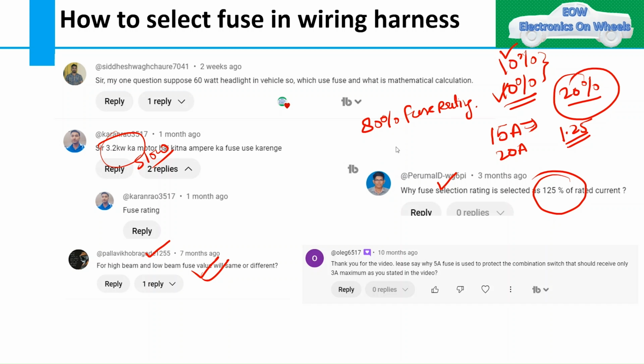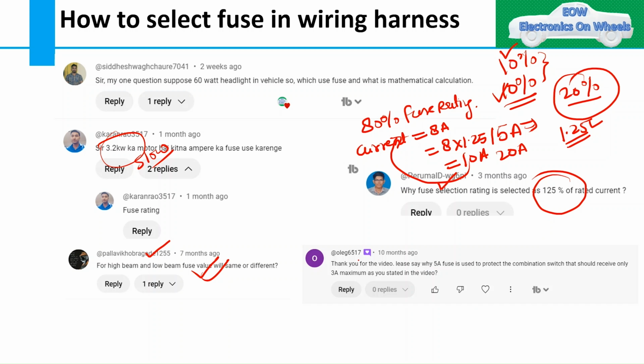What does it mean? The meaning is the same, that either you can go to 125% or 80% of fuse rating. So suppose your current is 8 amps, then 8 into 1.25, how much would it be? 10 amps, right? So the other way also you will say it would be the same, like 80%: the permanent current in a fuse must always be less than 80% of its rating. So this is the reason behind why we are using 125% of rated current.